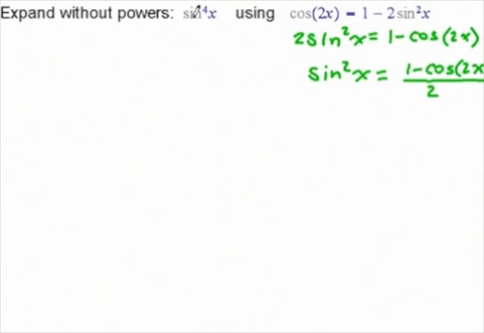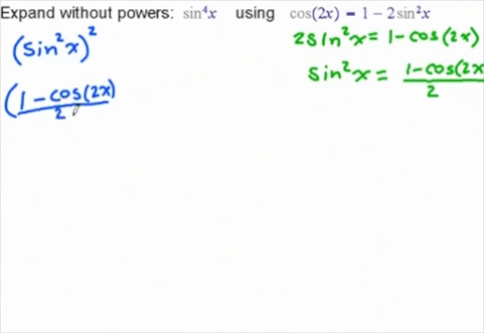Alright, so the first thing is I'm going to rewrite this as sine squared x, all squared. And that way we're not changing anything right now, we're just separating one of the powers away. And where I see sine squared x, I'm going to replace it with this (1 minus cosine 2x) over 2. So this will become ((1 minus cosine of 2x) all over 2) all squared.